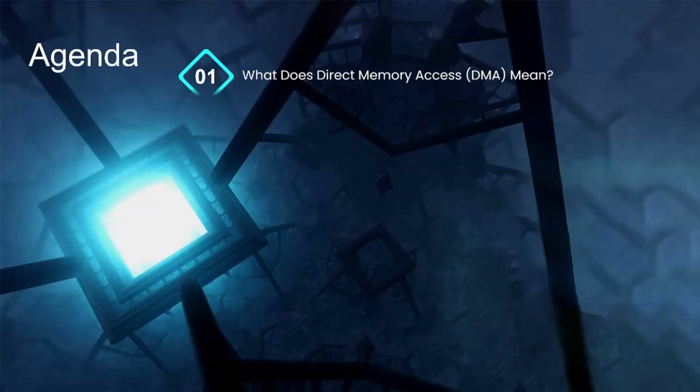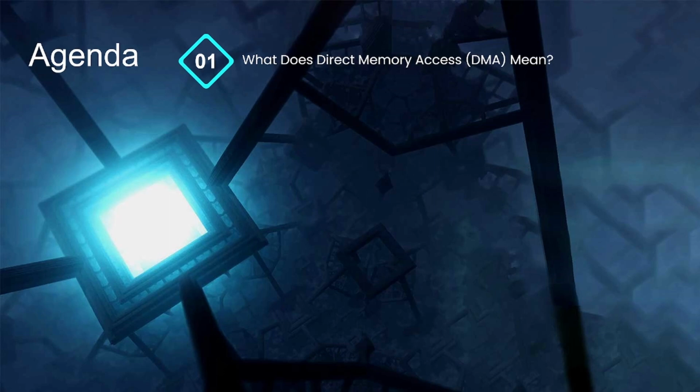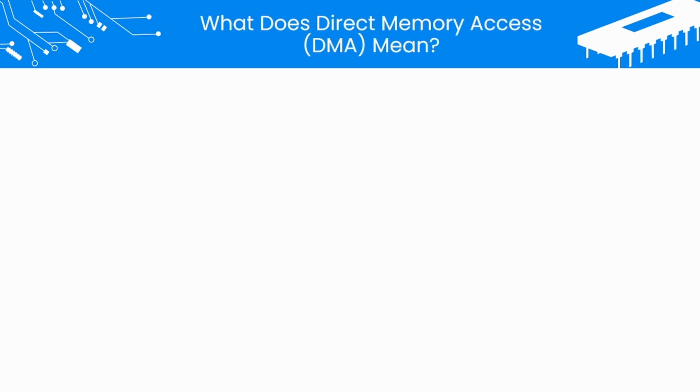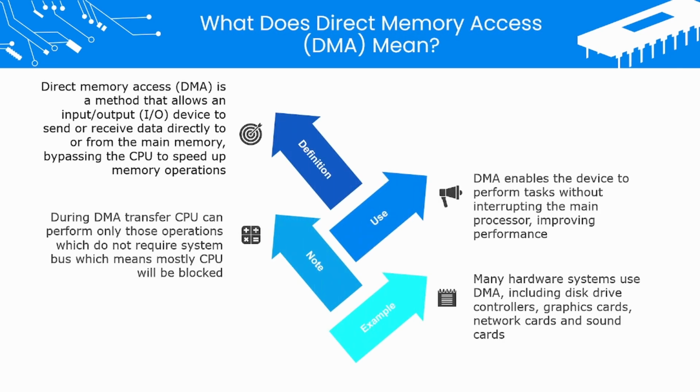In this presentation, we'll be looking at what Direct Memory Access means, the DMA controller, its function, its modes, advantages and disadvantages, and conclusion. So DMA stands for Direct Memory Access. It allows the device to transfer the data directly to and from memory without any interference of the CPU. It enables the device to perform the task without disturbing the main processor, thus improving the performance.